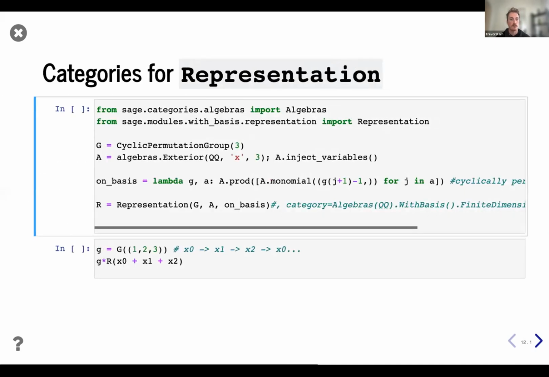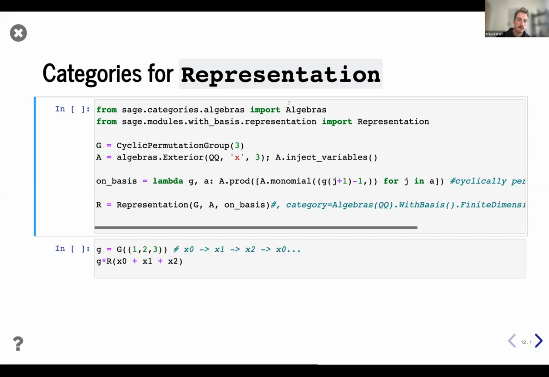Okay, so let's talk about categories for the representation class. So here I'm going to import the category of algebras, and I'm going to also import this representation class. So what representation does is it takes a module with a specified basis and some group action, and it understands that to be a representation.